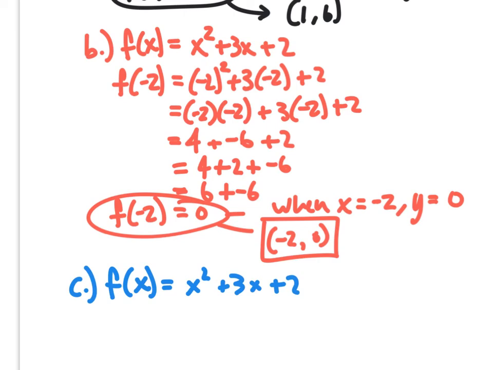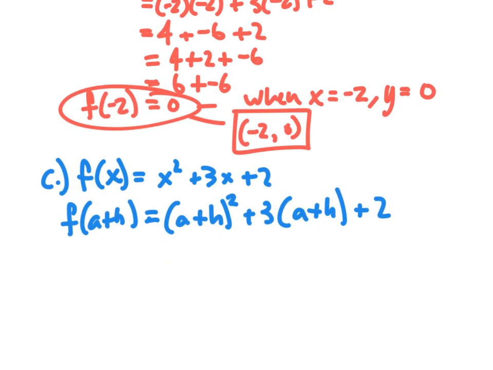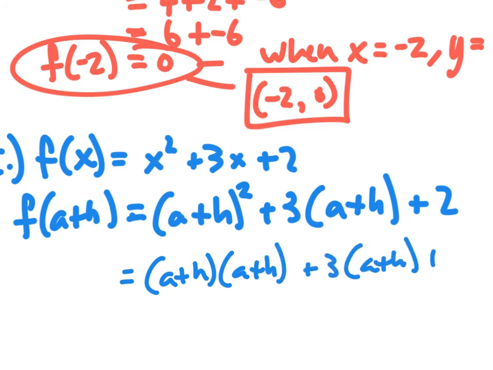All right, and if I were to find f of a plus h, what that means is that I'm going to plug in the quantity a plus h in for my variable, which is x. So I'm going to do parentheses, a plus h squared plus 3 times a plus h, and then plus 2. Now we can evaluate this. If I take a plus h squared, then that really means I'm doing a plus h times a plus h, and then plus 3 times a plus h, and then plus 2.